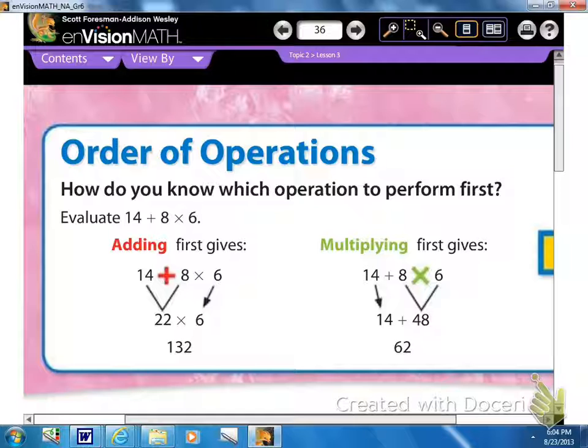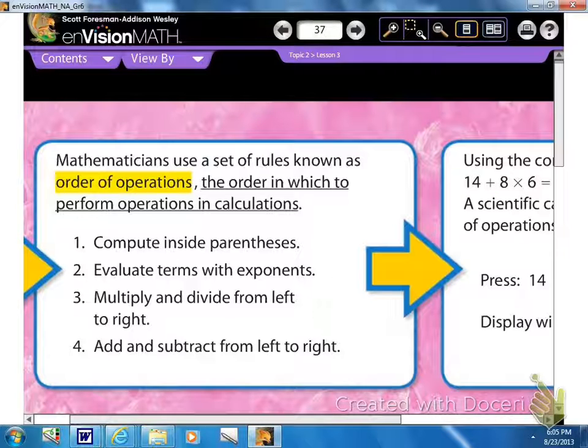Now if you look in your book on page 36, it gives you some more examples. It says evaluate 14 plus 8 times 6. Well, if I add first, I'll get 132. If I multiply first, I get 62. Big difference. If you use the order of operations, you know that you would multiply first. If you didn't write down my order of operations before, you may want to rewind it and copy those down in your notes, or copy this down here.